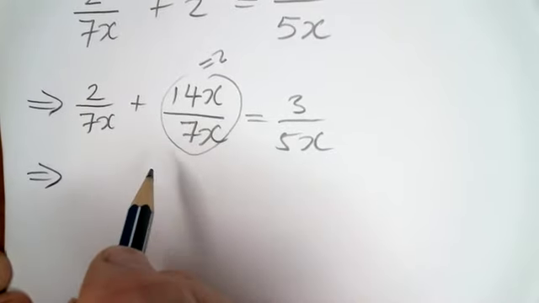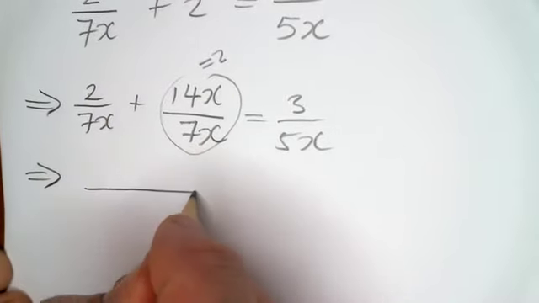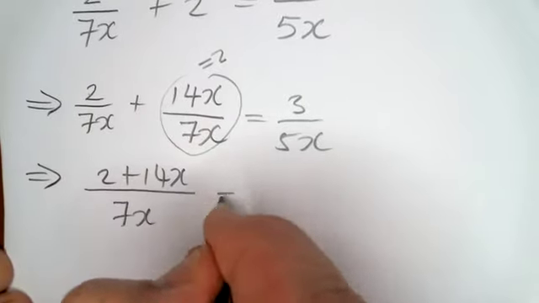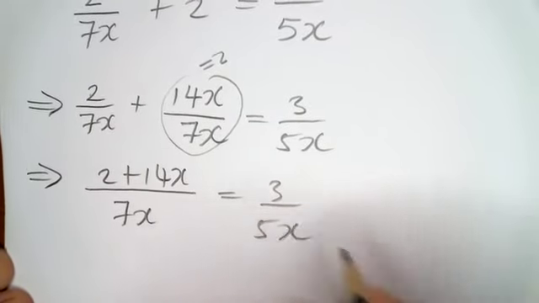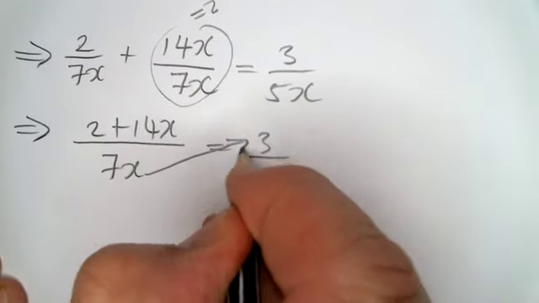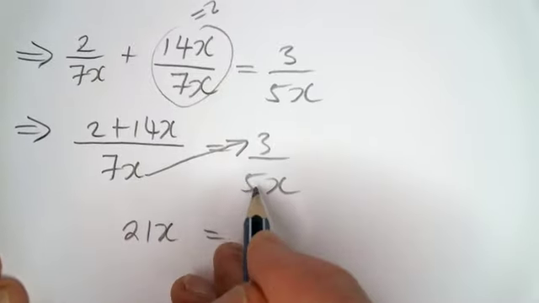Well, we've got a common denominator, which means we can just add these here. I could actually just put that over a common denominator and go 2 plus 14x over 7x is equal to 3 over 5x. Now we can cross multiply. In other words, I'm going to say 7x times 3 is 21x.